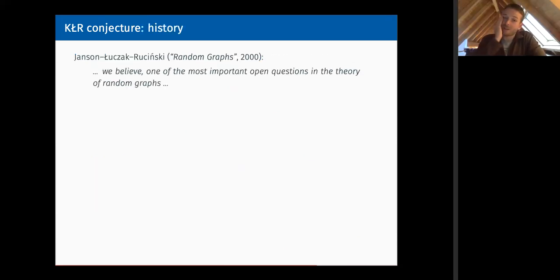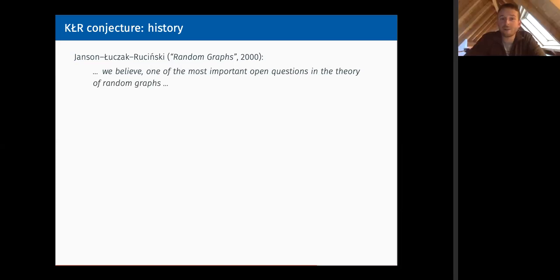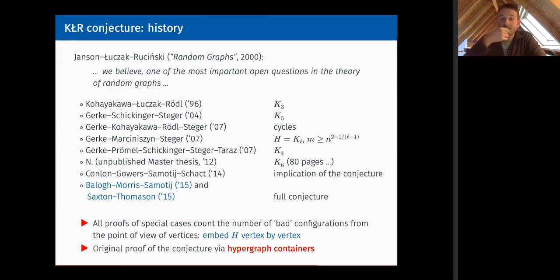So a bit about history. In the book Random Graphs from 2000, Janson, Łuczak and Ruciński called this conjecture one of the most important open questions in the theory of random graphs. It has attracted significant attention over the years, until it was finally proven in 2015 by Balogh, Morris, and Samotij, and Saxton and Thomason using hypergraph containers.